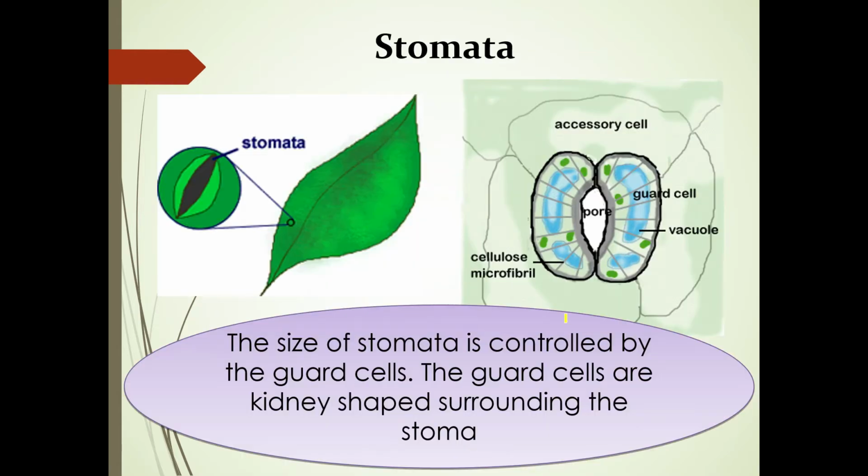Next we look at the stoma. Many stomata, the plural is stomata. Here we have the guard cell. This is the opening here, so this is the stoma, and the size of the stoma is controlled by the guard cell. This one you already know. The guard cells are kidney shaped, or sometimes called bean shaped, surrounding the stoma.